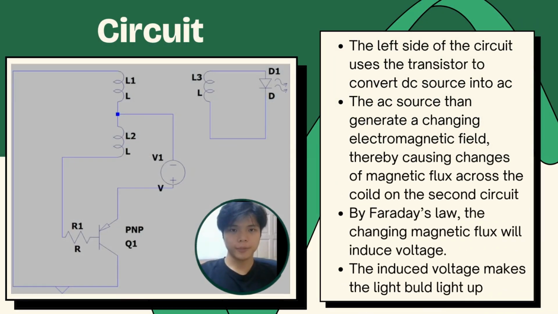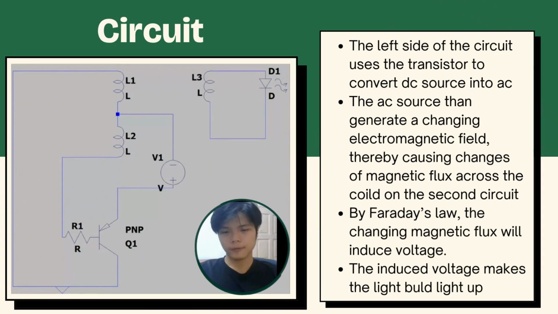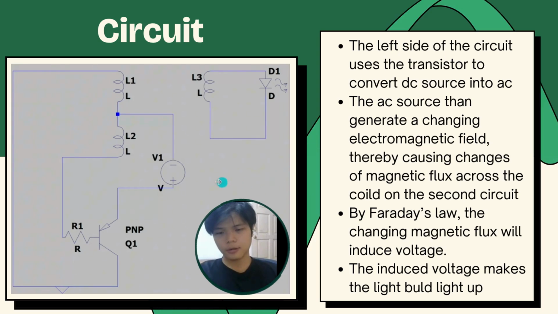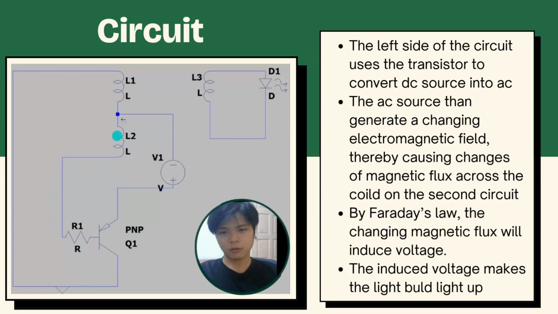Hi Doctor, my name is Eugene, and now I will be explaining the circuit that will be used in our experiment. So our circuit consists of two circuits. The left side is the primary circuit, and the right side is the secondary circuit. The first circuit is used to generate an AC source from the DC source, and it uses the characteristic of a PNP transistor. Firstly, since there is no base current yet, the current will flow from the positive terminal through the base and back to the negative terminal.